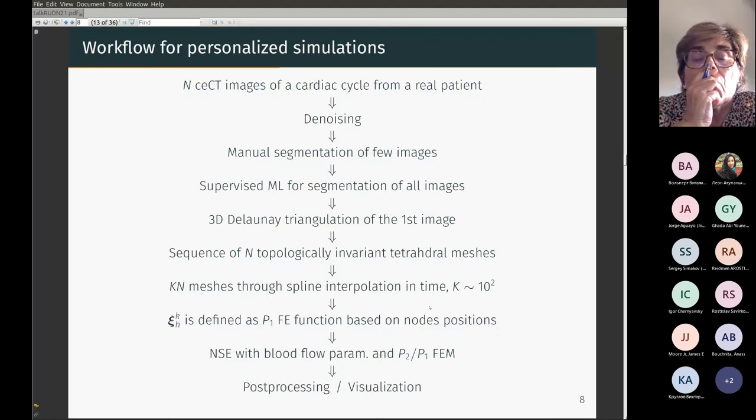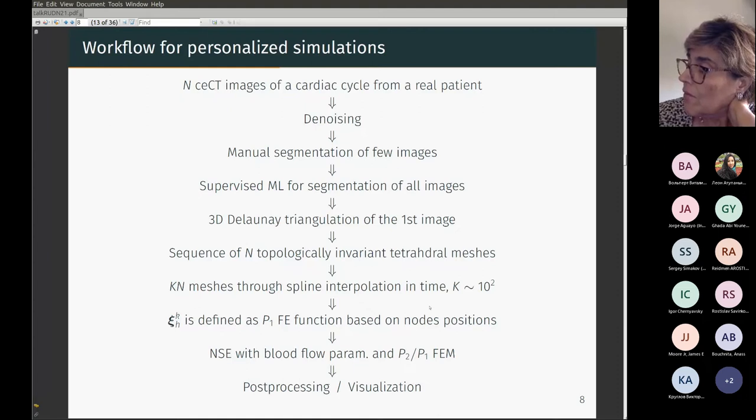The general workflow is as follows. On the input, we have a sequence of contrast-enhanced computer tomography images of one cardiac cycle from a real patient. It depends on application. We may have 10 images or we may have 100 images per cardiac cycle. Then each image should be denoised.